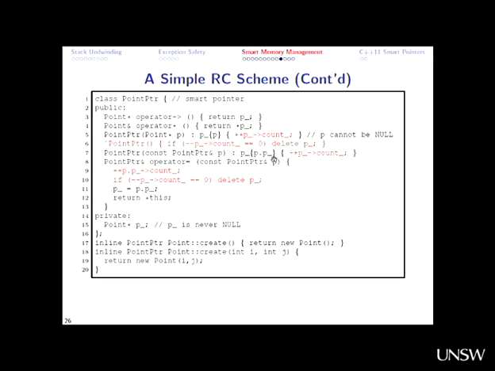Copy construction. On the copy construction, we increase the count, because the two things are referencing the same piece of memory. Okay, so the copy construction, because it's a smart pointer, doesn't duplicate the data this pointer is pointing to, it's going to duplicate the references to how many objects are referencing that piece of data.